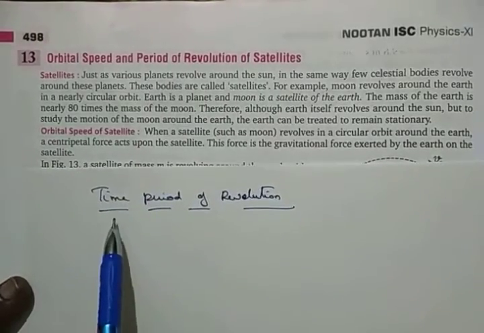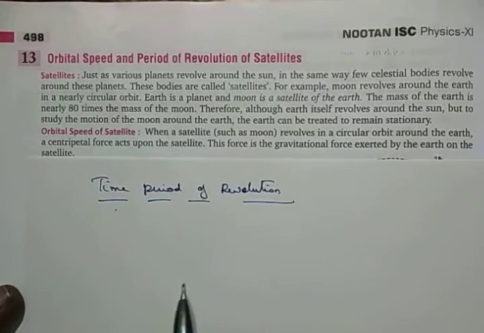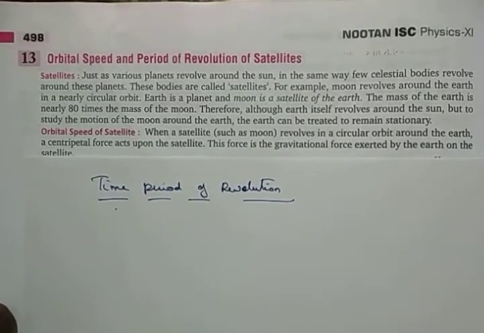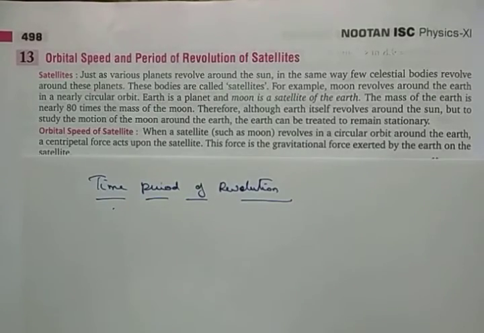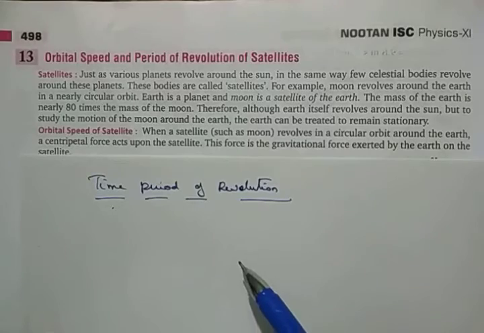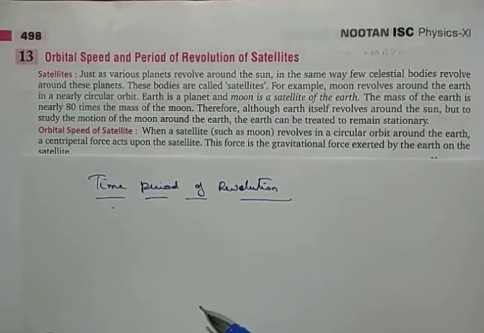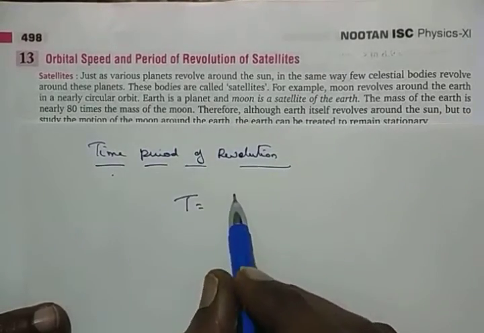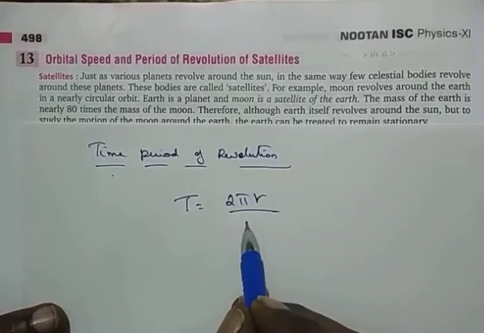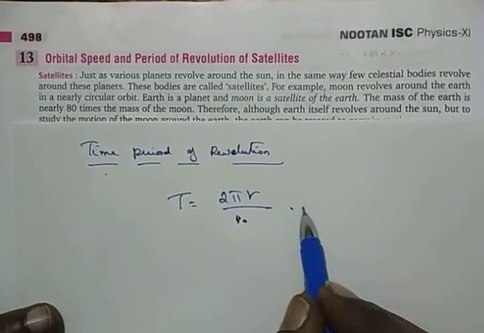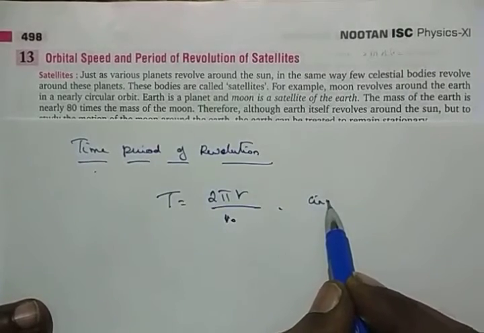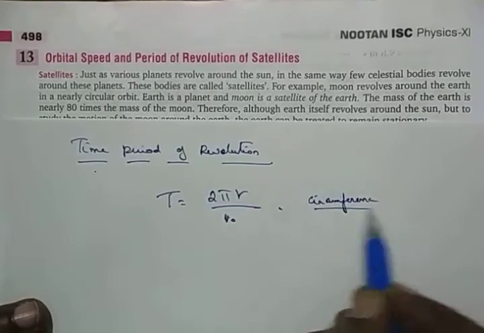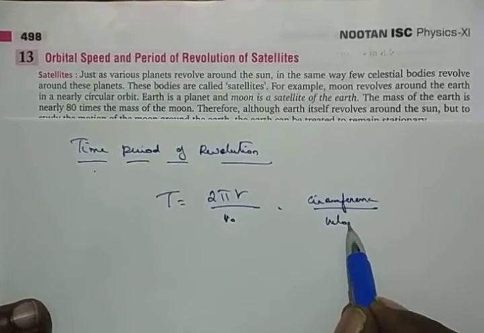So we are going to see about time period of revolution. What is the time period of revolution? Please write down: the time taken to revolve around the Earth for one full rotation is called the time period. So time period is going to be equal to 2 pi r upon v naught. What is this? Circumference of the orbit, and velocity.